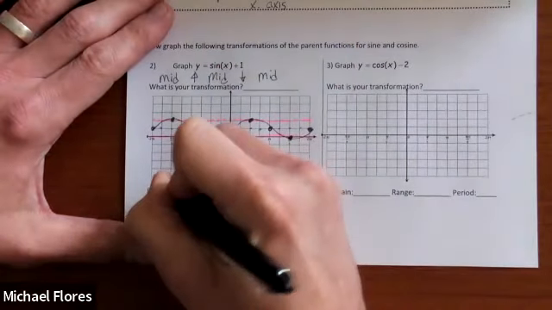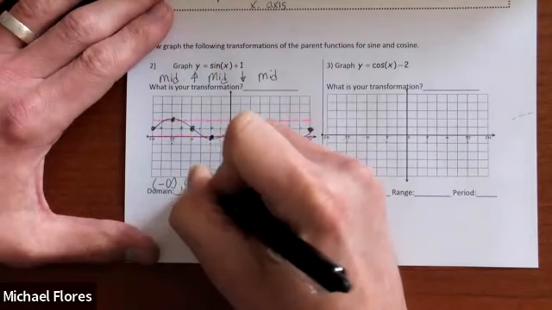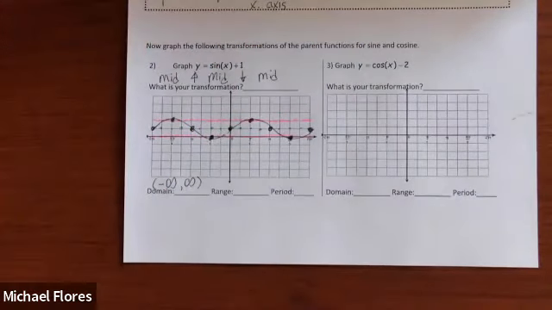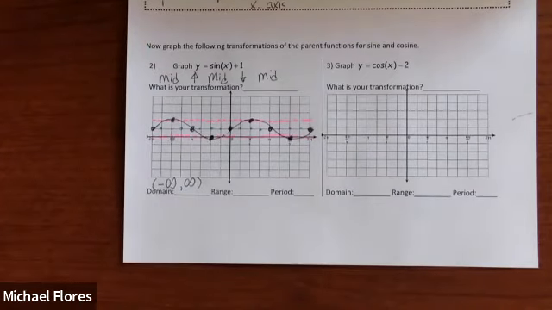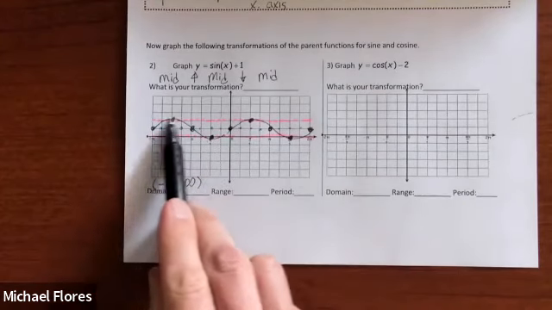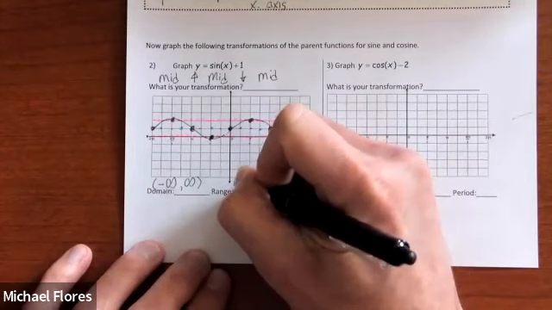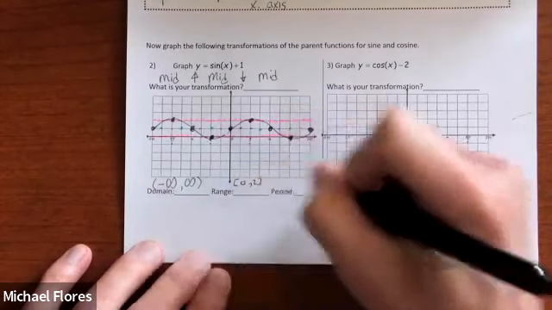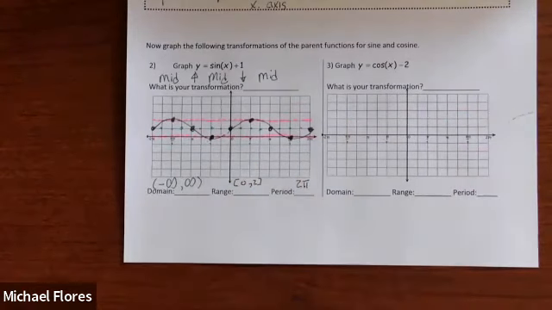Done. Domain: still negative infinity, positive infinity. Wait for the range though. If we're looking at the y-axis, where do these pink bumpers go through? They go through where y is 0. They go through where y is 2. So our range has changed. Our range is 0, 2, and it still takes a period of 2 pi to complete the cycle.